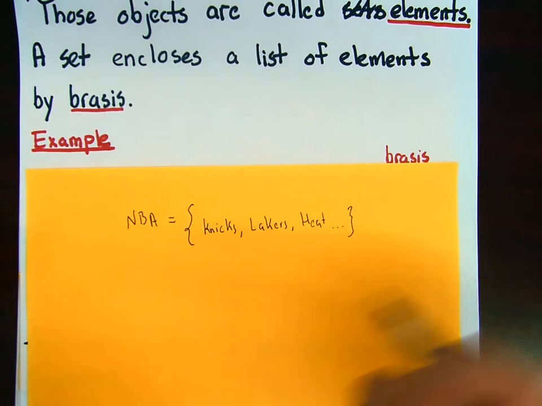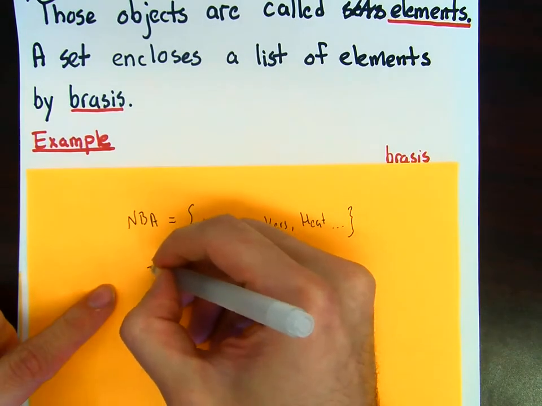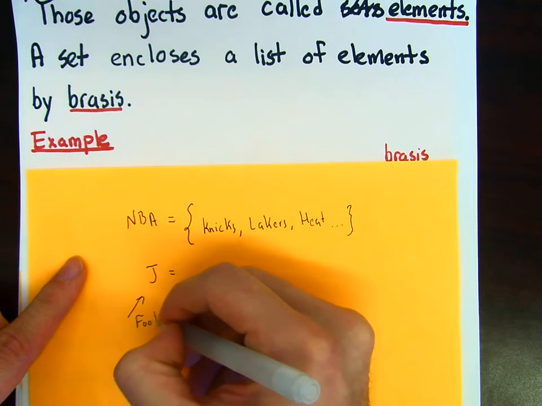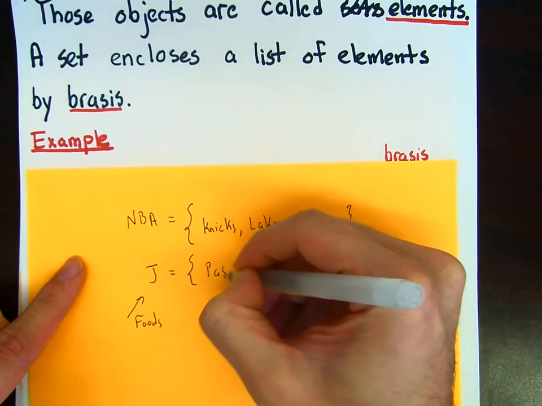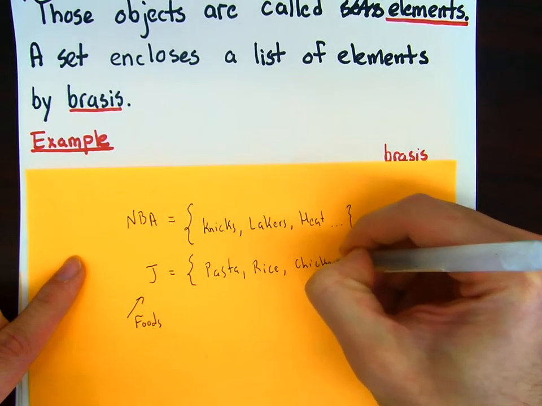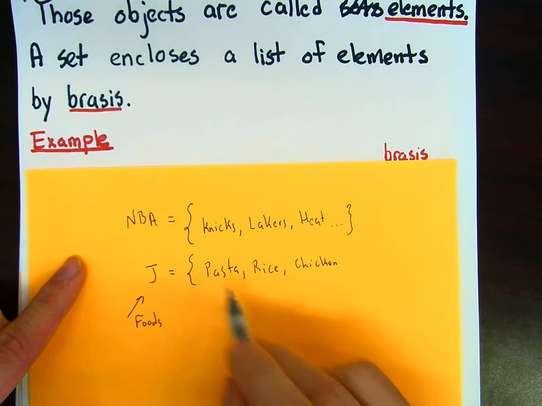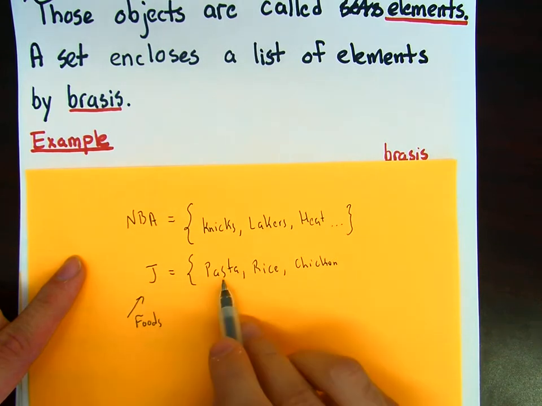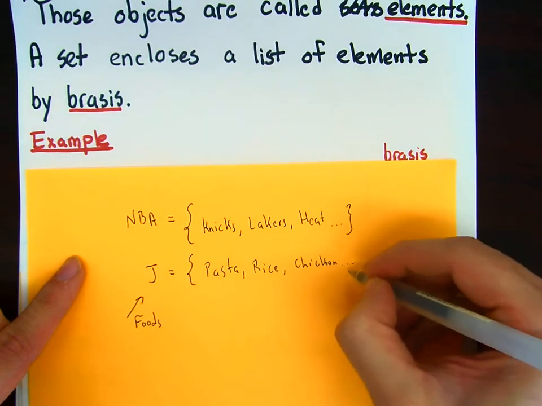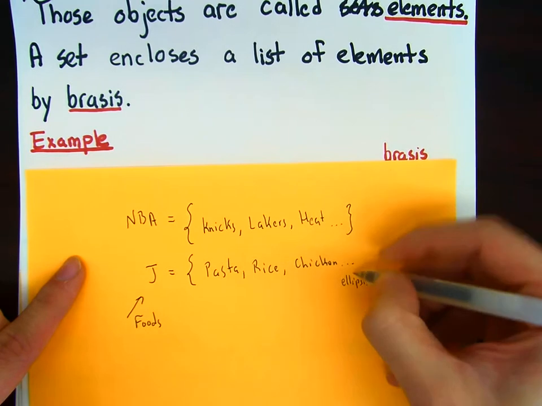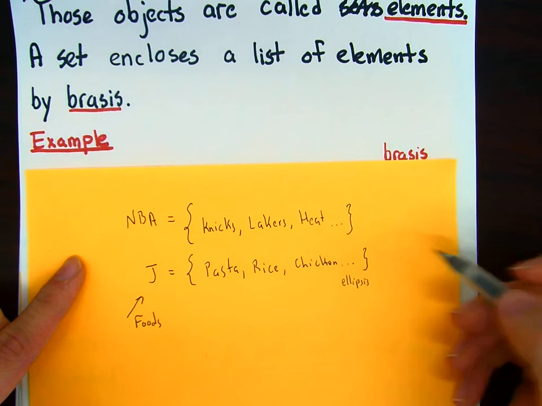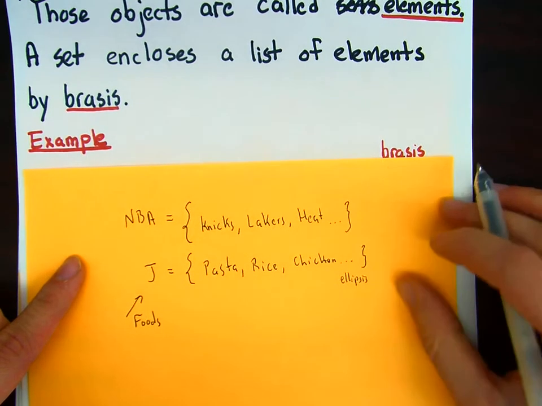with the braces. If you want, I could say, let's create a set J. And let's say set J means foods. Okay, so what are some foods you like? You could say pasta, rice, chicken, whatever you want. And within this set J, the elements are the foods that I want to put in my set. And then the braces hold everything in there. And when I have this, we call this an ellipsis. Here we're saying that some sort of pattern continues, and the pattern of types of foods can continue within this set. And that's the idea of a set.